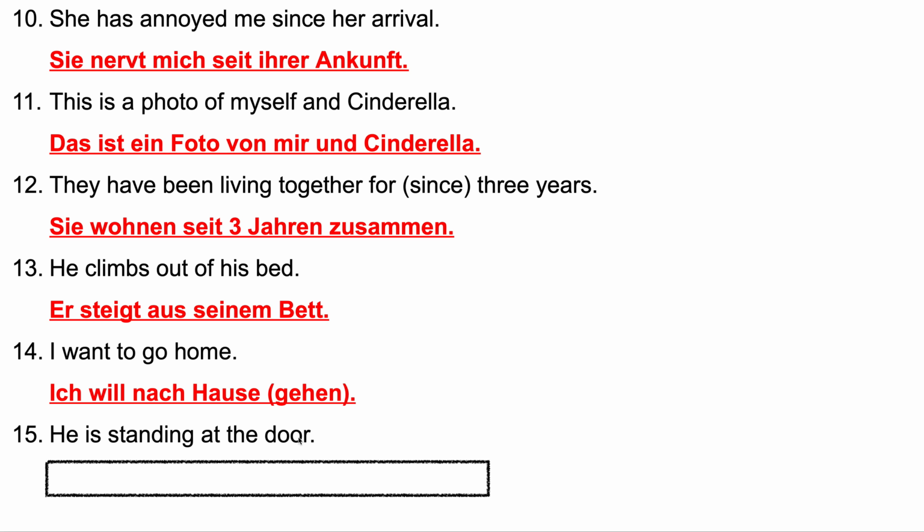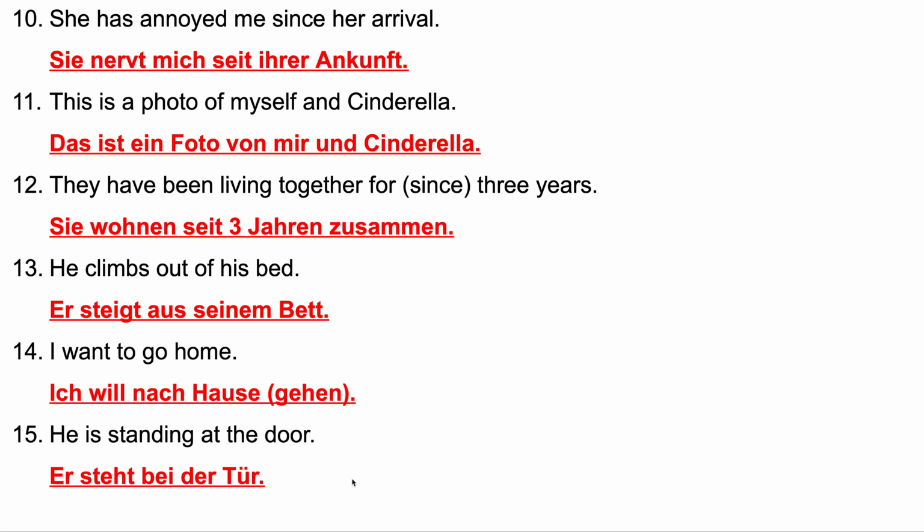He is standing at the door. This one we start off with "he," er, "standing," steht, and then "at the door," which in German is bei der Tür, bei being at or near or with. In this case, we're going to be using "at," so he's standing at the door, bei der Tür. That's a feminine noun, so we used der. Hope this helped to clear up some of the confusion that may have been there for the prepositions here with the dative case.